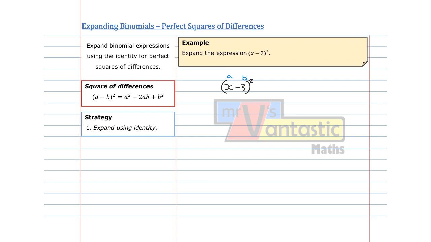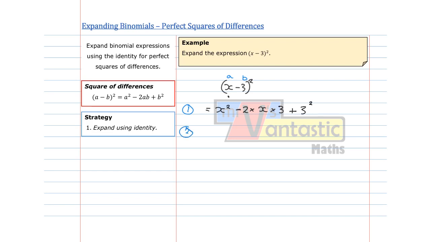So when we simplify this, when we expand this out using the rule, we're gonna have the first term squared. For us that's x. So we're gonna have x squared minus 2 times the first term, which was x, times the second term, which was 3, plus the last term, the second term, which is 3 squared.